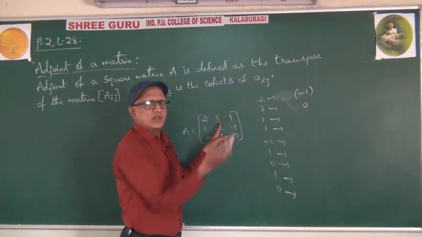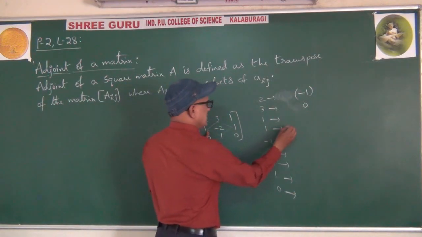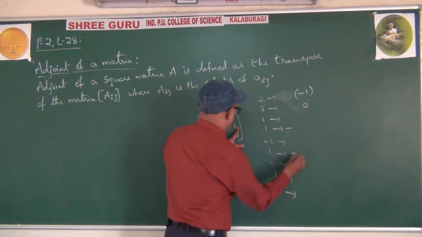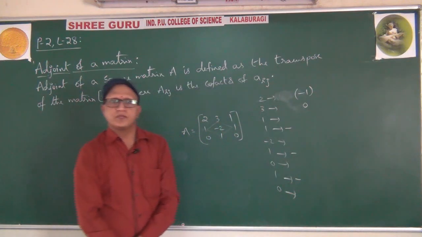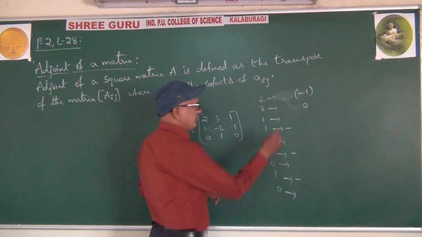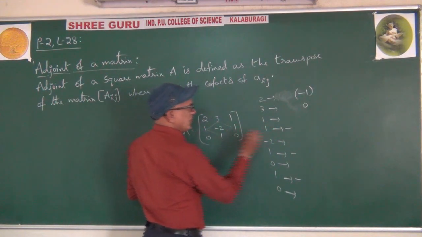What is there? 0 is there. Leave it. 1, 1, 1. For this, negative sign: minus 2, 1, minus 2. For this, negative sign: 0, 1, 0. That's it. Now forget about that minus 1 whole power concept. For 1, how to find out? 1 into 1, 1 minus 0, 1.